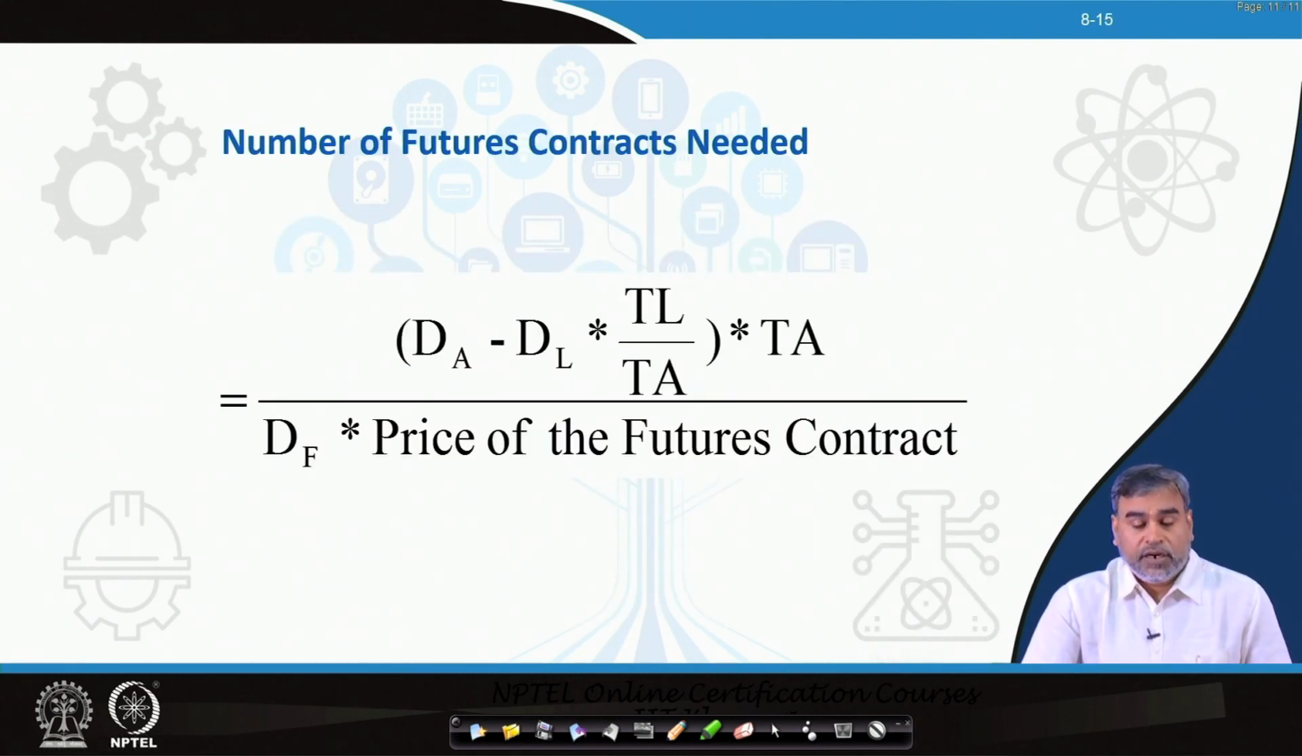Already we have seen that on the basis of the market value of the assets and the market value of the face value of the future contract, we can calculate the number of future contracts needed for the hedging. If you know the duration of assets and the duration of liabilities of that commercial bank, then it is nothing but (DA, duration of assets, minus the duration of liabilities into total liabilities divided by total assets), whole bracket, into total assets divided by the duration of the future contract multiplied by the price of the future contract. So, if you know the duration of the future contract, the price of the future contract, the duration of the underlying assets and liabilities, then you can calculate how many future contracts are needed to hedge the particular risk with this data.